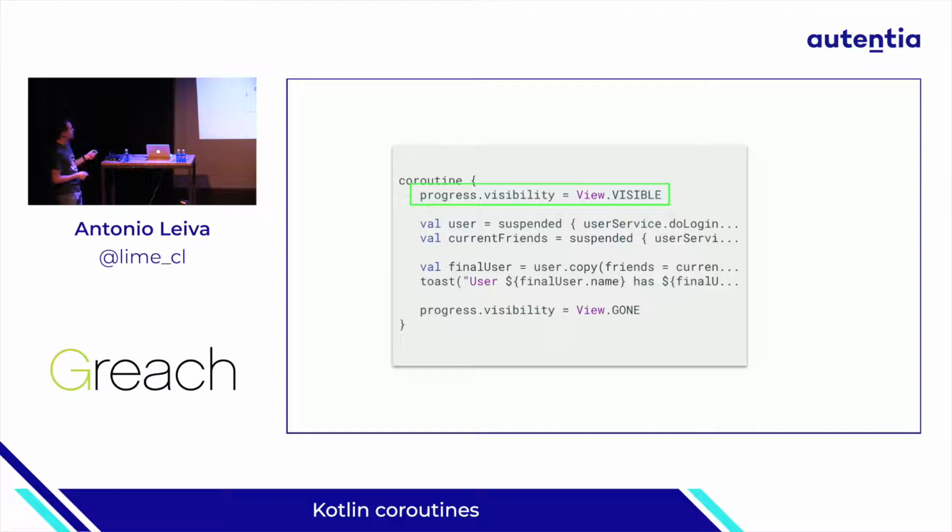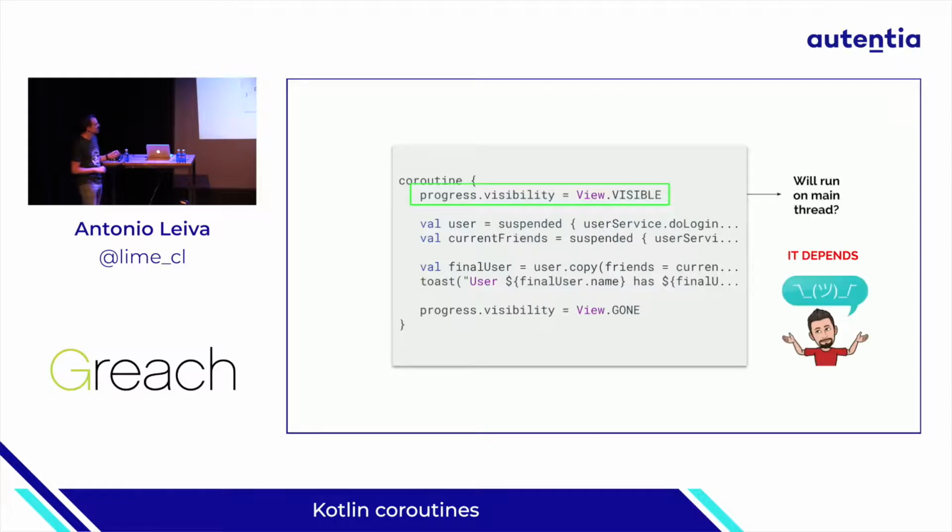So if we focus on this line here, the one that is updating the UI, as you see, this is already inside the coroutine. In which thread do you think it will be run? The ones that think that it will be run in the main thread can raise your hand. The ones that think that it will be in another thread. And the ones that think that it depends. Okay, we are more or less in the same place. Well, it depends. It depends on how we configure this coroutine.